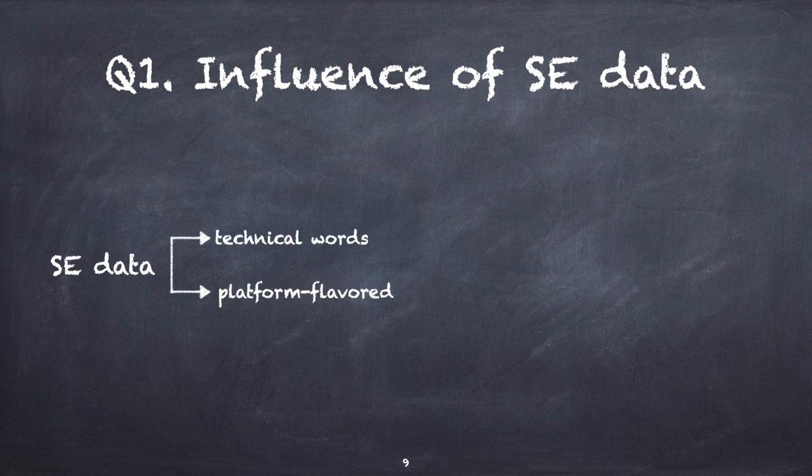SE data is different from general conversations in 2 ways. 1. It has technical words which have different meaning than everyday use, for example, cookie. And 2. The use of GitHub flavored language, for example, text indicating markdown language. We identified 12 factors that can potentially influence inferred personality after looking from 4 perspectives.